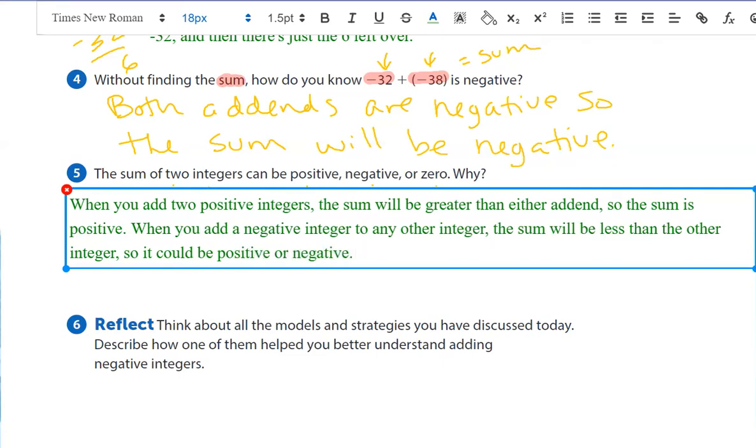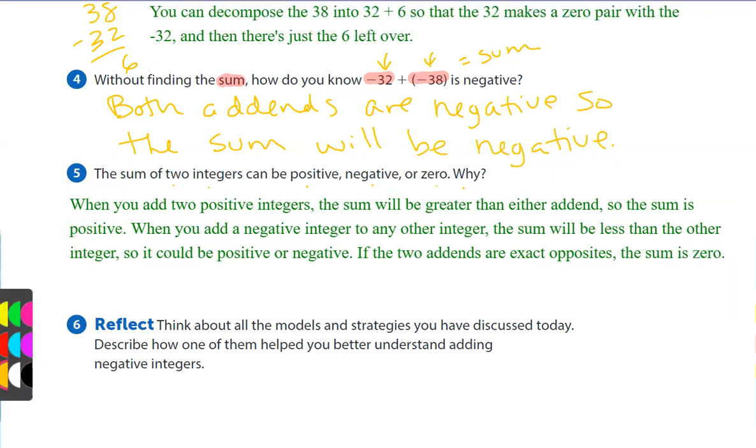It depends on which integer has the bigger number. Is it the negative one? Or is it the positive one? For example, positive 3 and negative 4. The 4 is a larger number, so it would be a negative sum. And if the two addends are exact opposites, the sum is 0. So I'm going to give you examples of each of those, just super fast down here.